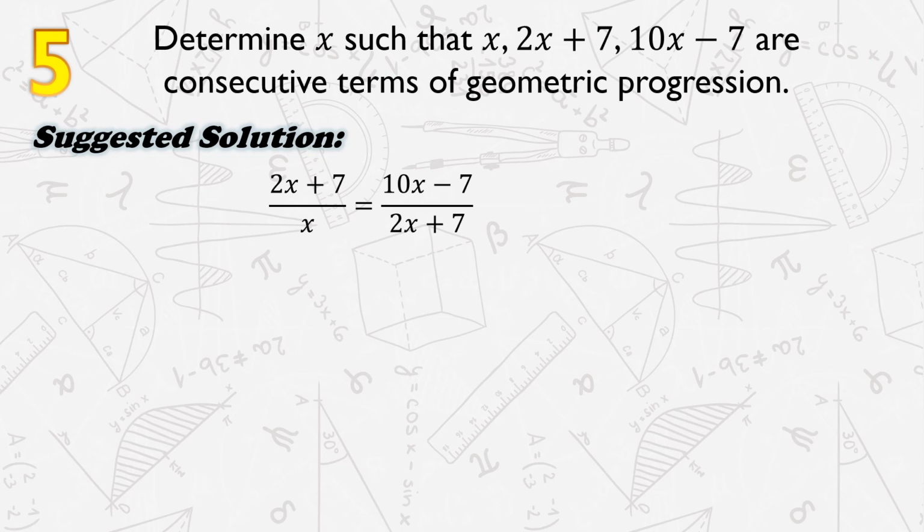of the 3 given terms, over x, the first term, and this must be equal to the ratio between the given third term, 10x minus 7, over the given second term, 2x plus 7. By cross multiplication, we have 4x squared plus 28x plus 49, that is 2x plus 7 times 2x plus 7, or 2x plus 7 squared. On the right hand side, we have x times 10x minus 7, so 10x squared minus 7x.